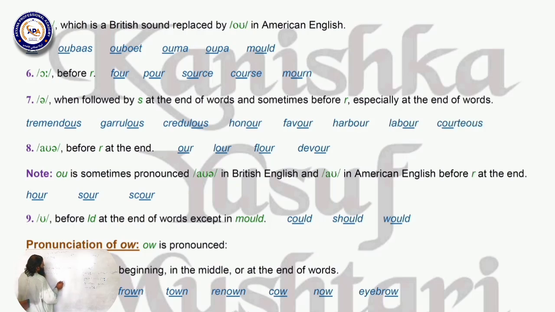The next or eighth sound given by OU is the shiftang aw, which is given by OU before R at the end, like hour, lower, flower, and devour. And once again, we have difference of British and American English. Sometimes in British English, we have this shiftang sound with OU before R at the end of words, hour, and replaced in American English by diphthong ow. Like American hour, sour, scour. British hour, sour, and scour.